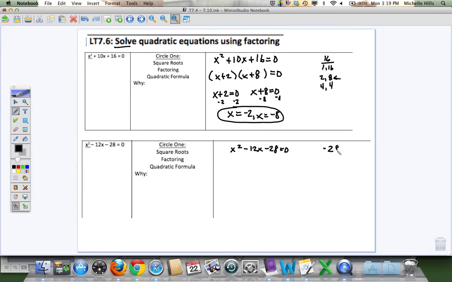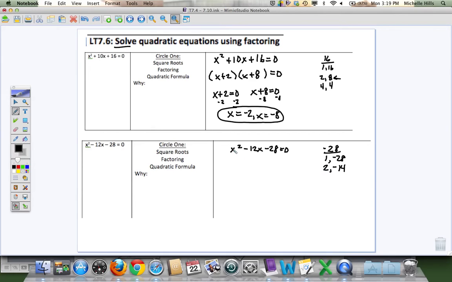Factor pairs of negative 28. To get a negative, I have to multiply a positive times a negative. Since I want them to add to be negative 12, the negative has to be more negative, if that makes sense, than the positive is positive. So it has to be further from 0 than the positive is. So 1 and negative 28, but my sum still isn't negative 12. 2 and negative 14, there I go.